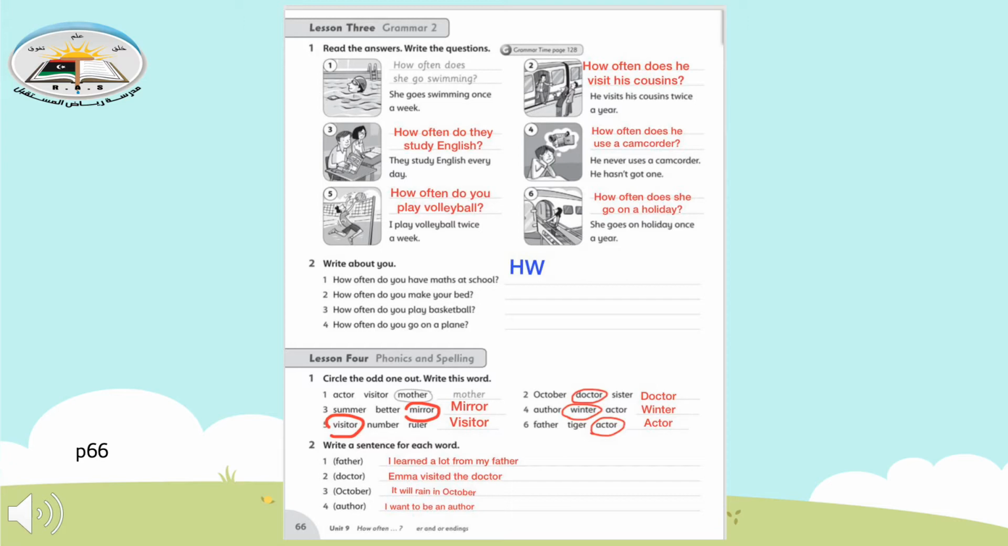As I said in question number 2 in phonics and spelling, I recommend you give me your own answers because it will be better for you to think of the words on your own. So let me give it to you as a homework. Take those words in your notebook and write a sentence for each. Okay, thank you for listening. That's it for page 66.